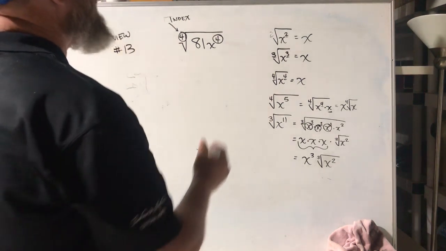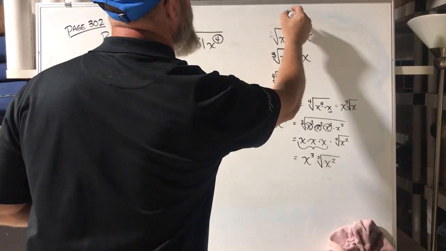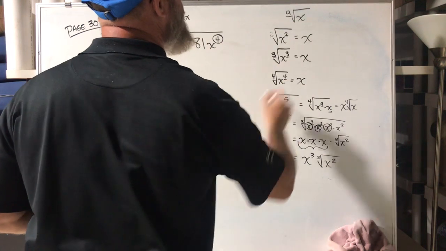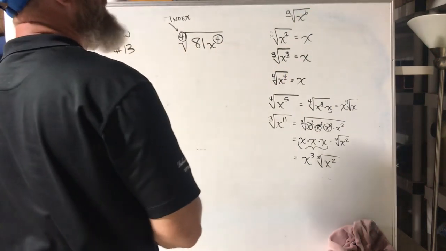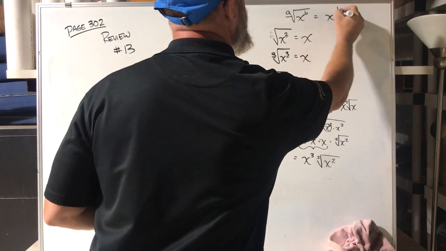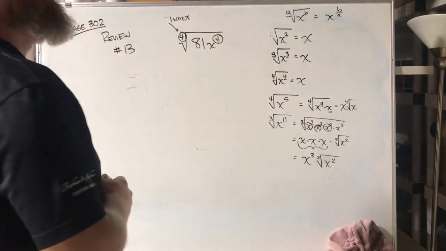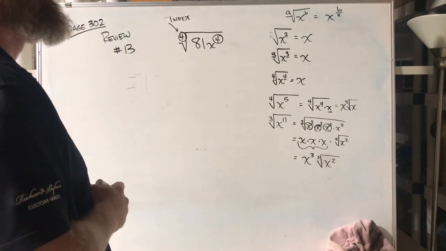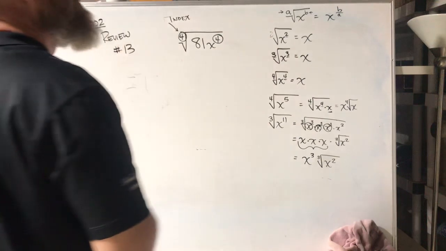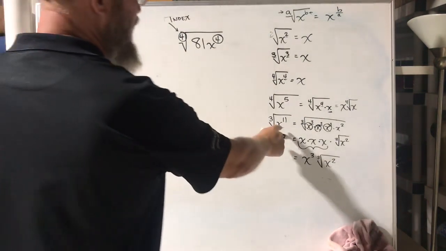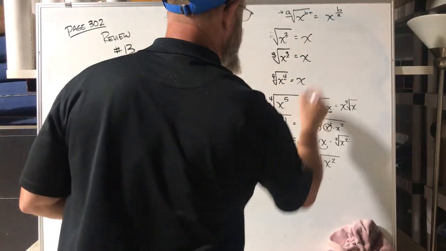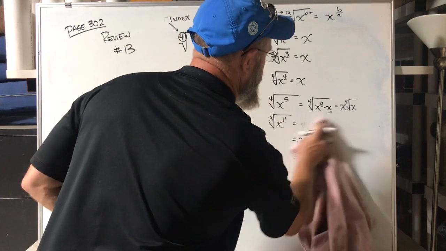Okay? If you remember, you have the index, you have your base, and you have your exponent. Right? That equals x to the exponent of b over a. Right? The exponent over the index. All right? So if we look back at this, all right, we could do it a different way.